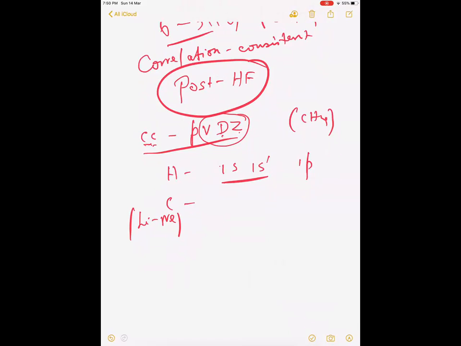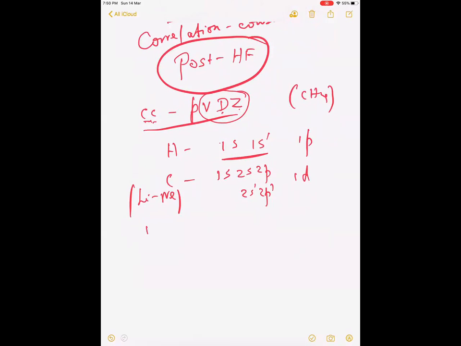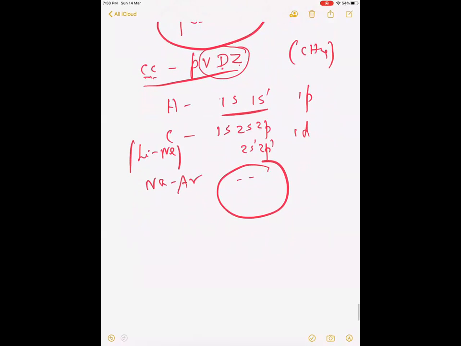So for carbon, it will have a 1s, 2s, 2p, 2s prime, 2p prime. So it's exactly 3 s functions, 2 p functions and 1 d function. So this is exactly DZVP, with a polarization function. Of course, if you go from sodium to argon, the number of s, p and d functions will increase. The number of s and p will increase here because there is a 3s, 3p and so on. I'm not going to write that.